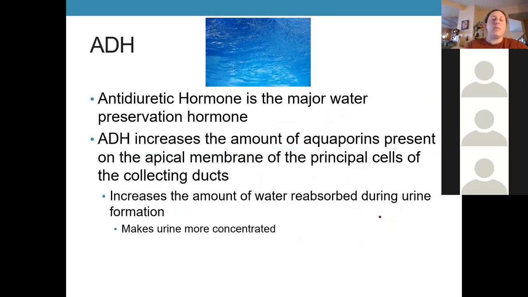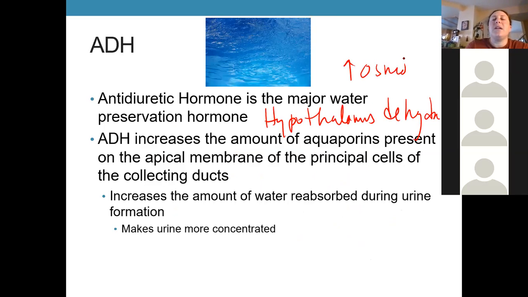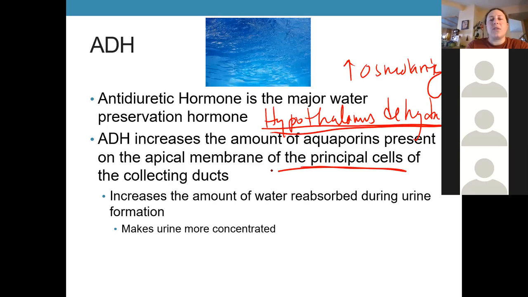So anytime your brain, specifically your hypothalamus, detects dehydration with an increase in osmolarity, so an increase in that solute concentration, it'll release antidiuretic hormone. And again, that's acting on the principal cells in the collecting ducts, increasing the water channels present. Now, what's driving the water reabsorption is that gradient in the medulla.